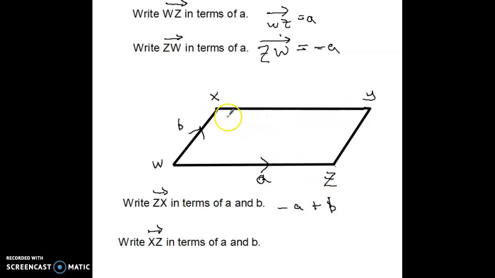Okay, so now we're going to do XZ. We can go either way. The solution is going to be the same. We're going to go against the vector to Z. So A minus B. We've got a negative B and a positive A. So A minus B.